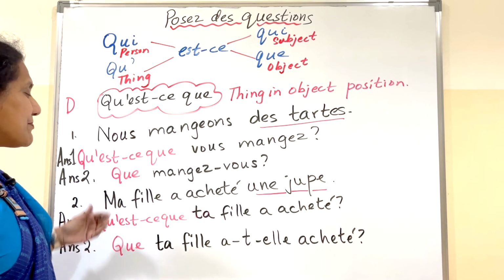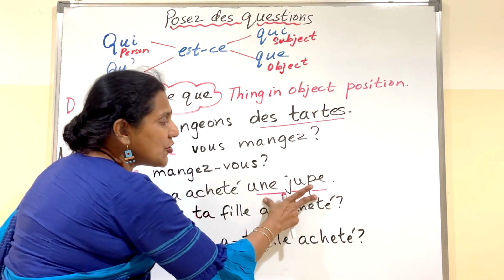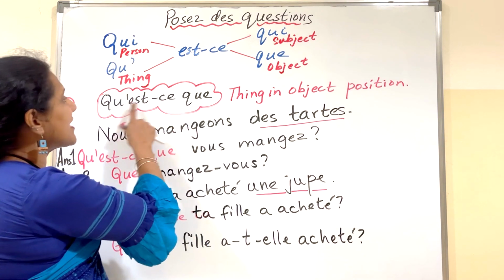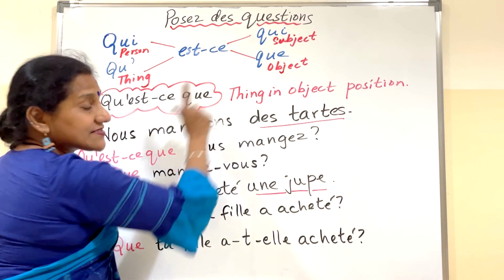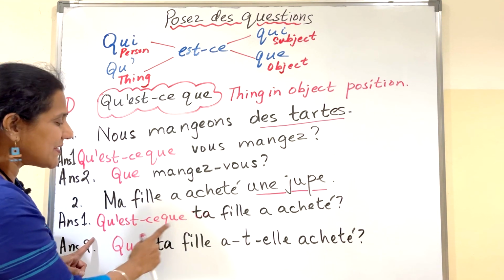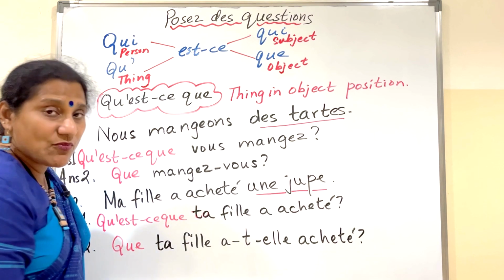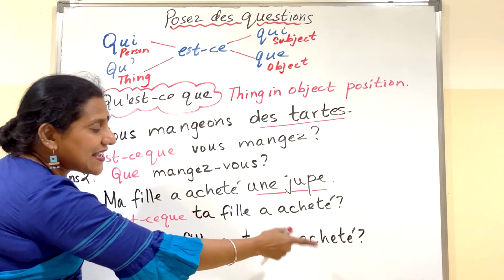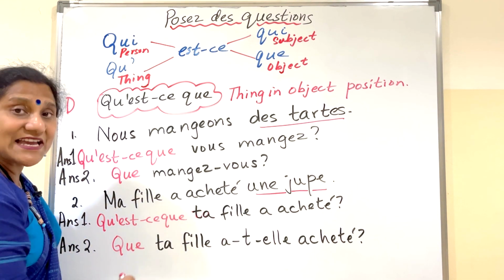Let's take another example. Ma fille a acheté une jupe. What is jupe? It's a thing in the place or position of object. So, therefore, qu'est-ce que? Thing in the place of object. So, my question will be qu'est-ce que ta fille a acheté? What did your daughter buy? Or que ta fille a-t-elle acheté? If I have to use the short form que, I need to use inversion.